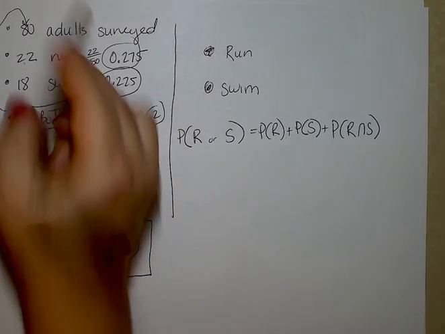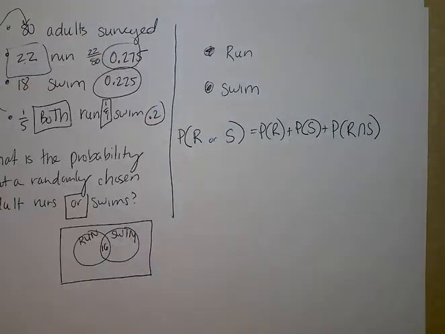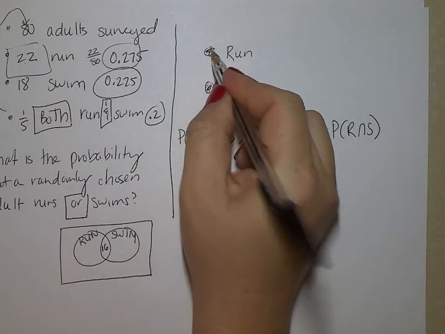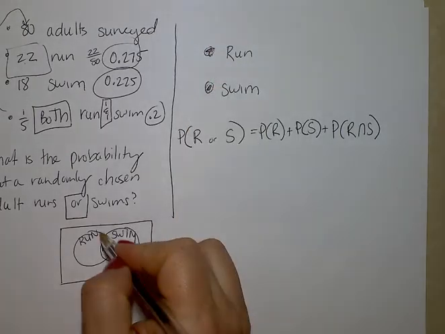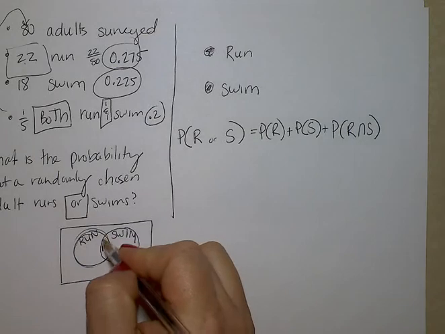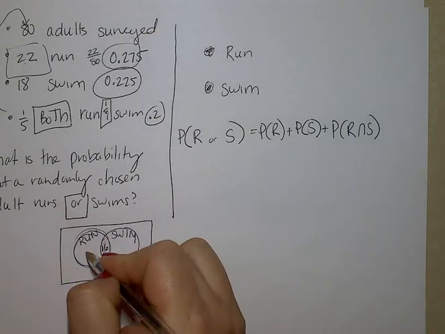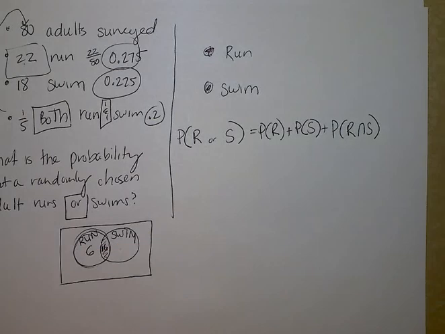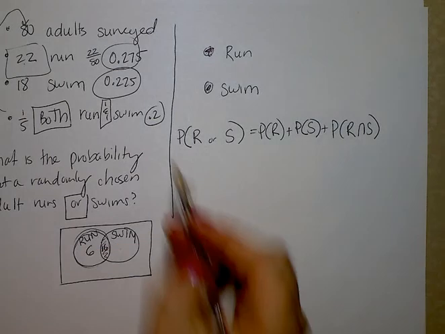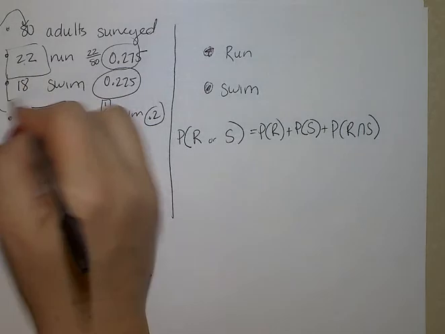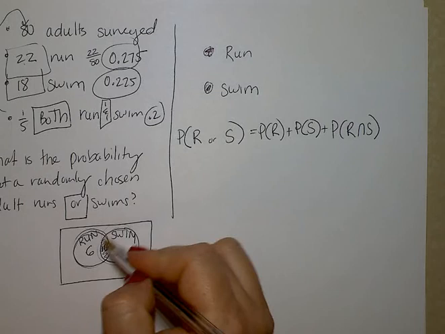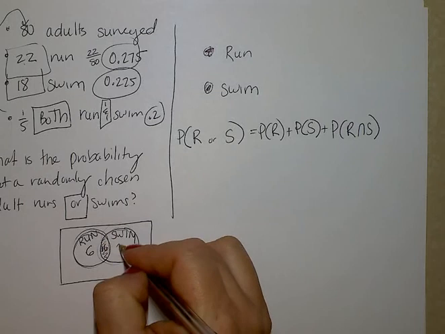Now, in total, I can only have 22 runners. 22 that checked run. Doesn't matter if they checked run or run and swim, but 22 total. I already have, here's your circle, I already have 16 in this region. So how many more do I have to add to 16 to end up with 22? The answer is 6. Likewise, only 18 said they swim. So I need 18 total in this entire circle. I already have 16 in this portion, so a 2 goes right here.